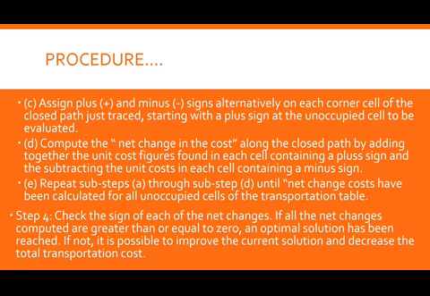How do we calculate this? Along the closed path, by adding together the unit cost figures in each cell containing a plus sign and subtracting the unit cost in each cell containing the minus sign. Sir, what does it mean? Very simple. Wherever you had a plus, its corresponding Cij should be added.